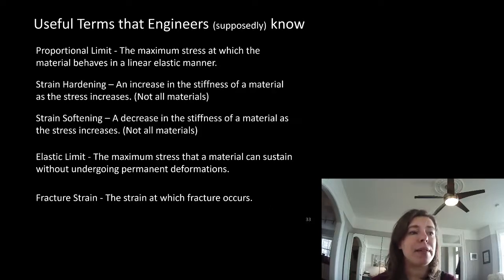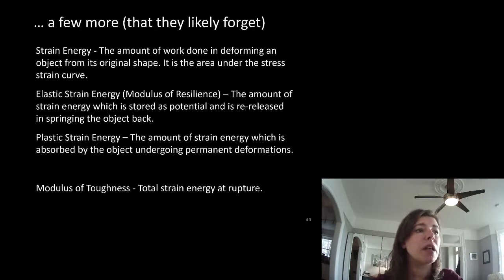The elastic limit, the maximum stress that a material can sustain without undergoing permanent deformations. So when we switch from the elastic zone to the plastic zone is the elastic limit. Remember, after that, we would experience permanent deformation in our material if we unloaded it. Fracture strain is the strain at which fracture occurs. Strain energy. Strain energy is the amount of work done in deforming an object from its original shape. It is the area under the stress-strain curve.